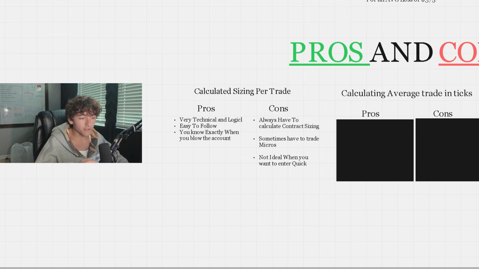The cons is you're always going to have to calculate your contract sizing, which means if you're trying to get into a trade quickly, you don't want to have to adjust the contract sizing. You don't want to have to calculate the exact amount of contracts you need to enter with in order to enter on the exact percent that you want to be risking. Also with this, sometimes you're going to have to trade micros, which means if you're trying to take a trade on NQ, you see something that you like, you're going to have to go to a completely different pair just to be able to enter your trade with a certain amount of contracts, because sometimes the sizing is too big, the price can be too volatile, so you're going to have to switch between pairs. I personally find that to be annoying. It's not ideal when you're trying to enter a quick trade.